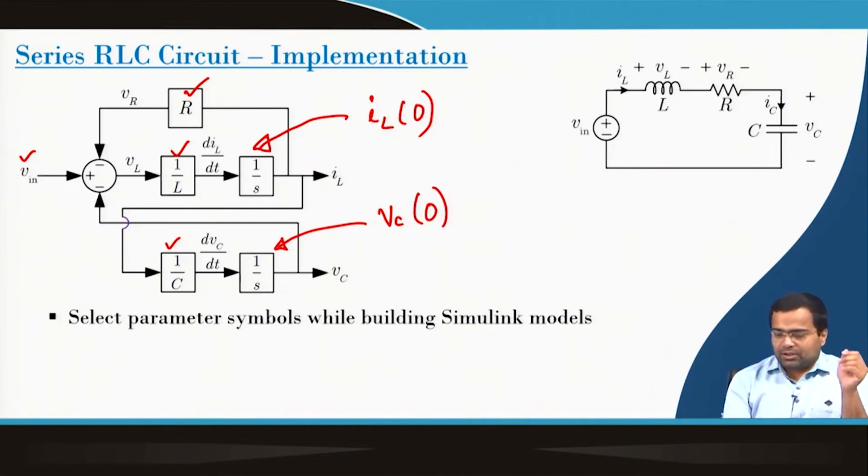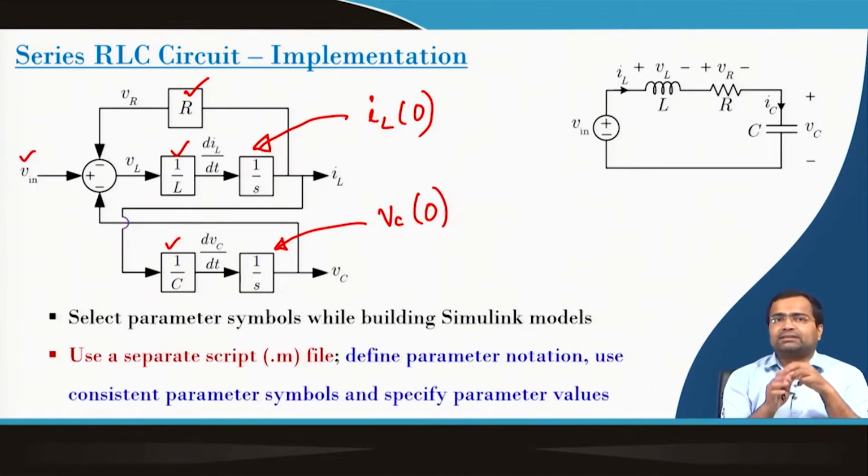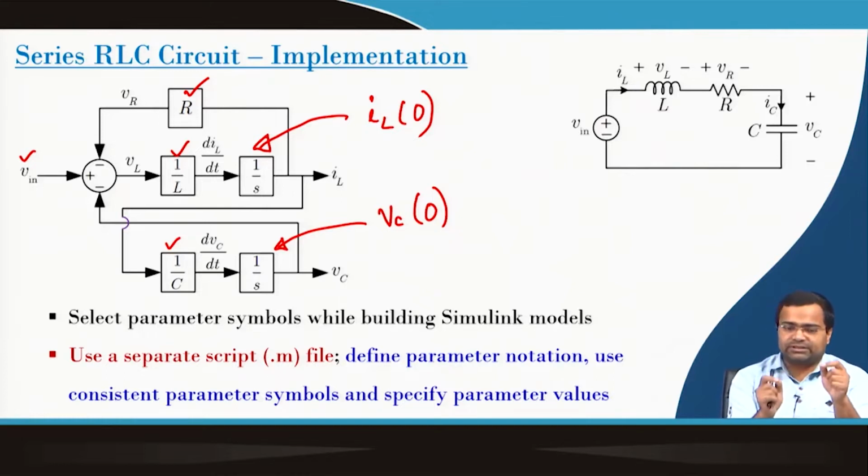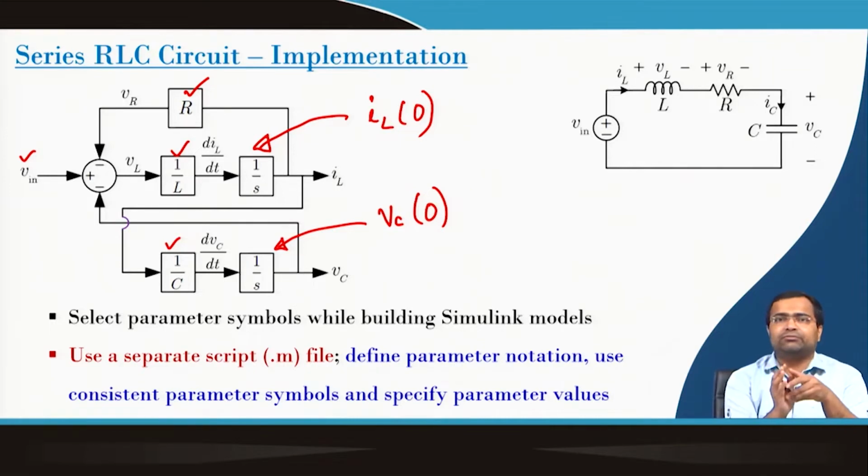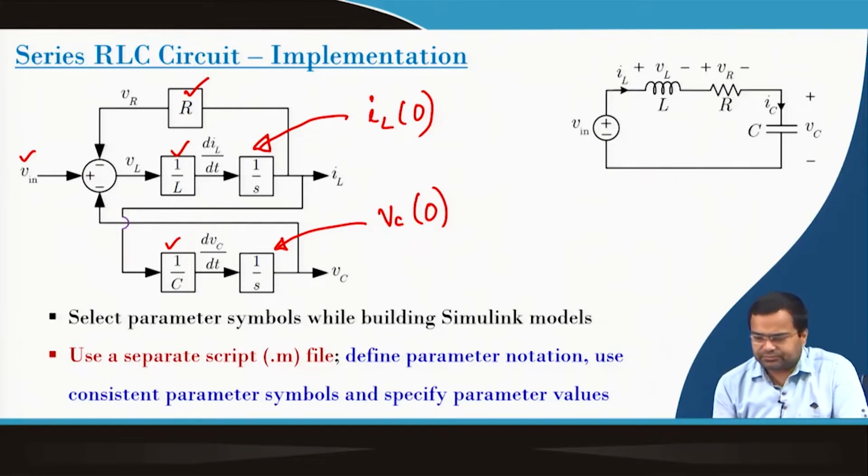So, what we have to do? We need to create a separate script file which is a .m file, where we will define all the parameters, the notation that we are using here, and we need to use a consistent parameter symbol, otherwise it will give an error. That means, whatever symbol we use in the Simulink, the same symbol we have to define in the .m file, and then we need to specify the value of, let us say, the inductance, what is the value of the capacitor. So, with this we are going to start.